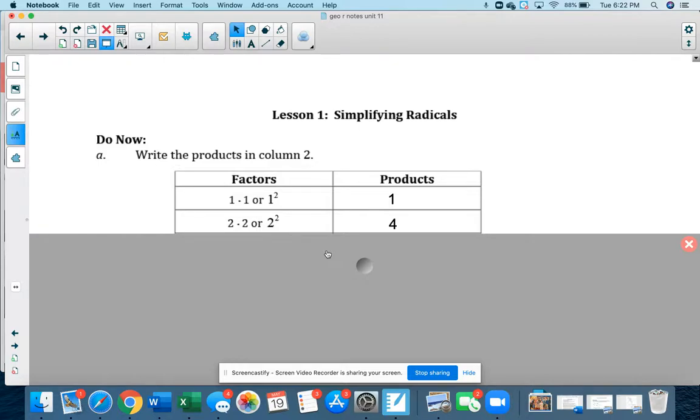And then we're going to talk about what it looks like if I'm dealing with variables, x and exponents. And then we're going to work backwards. Okay, so pause the video and try the rest of these factors right here.